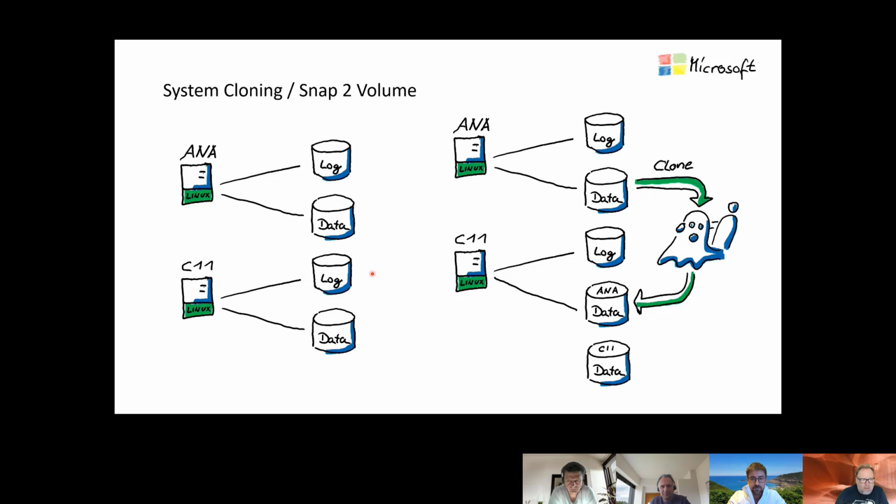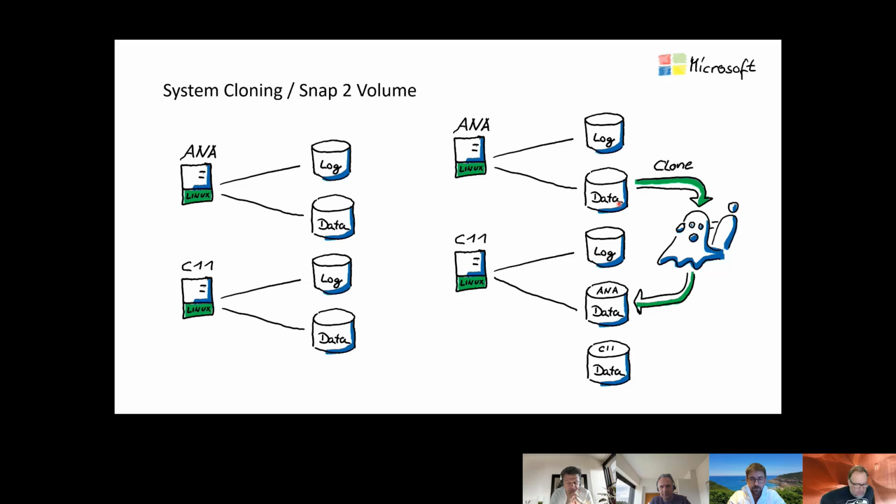Perfect. Okay. So my scenario here on my system, I have two systems. I have my ANA system and I have my well-known C11. Every system has its own data and log file, and I would now like my ANA system to be restored or cloned into the C11. So what we see then, on my ANA system, I create a clone from the data volume. And for the data volume, usually you do not need a roll forward at all, because when you do a clone, you don't care if the data from the target system is an hour old, or if you do not have all the data in your clone.